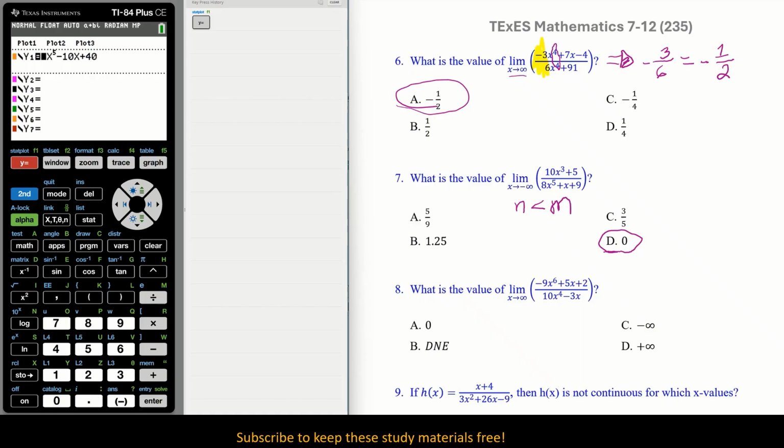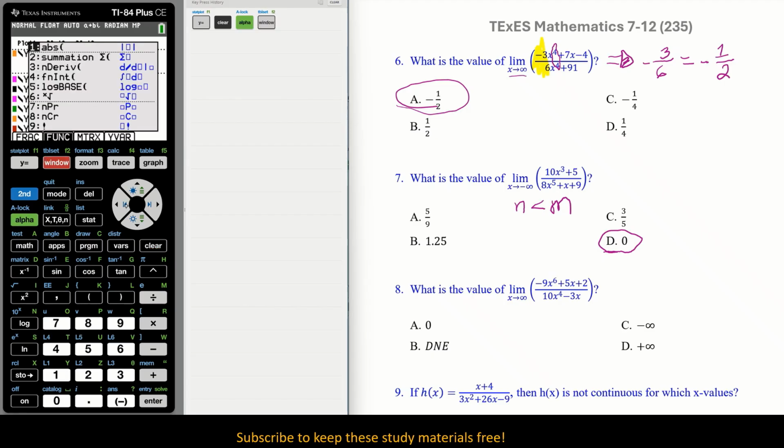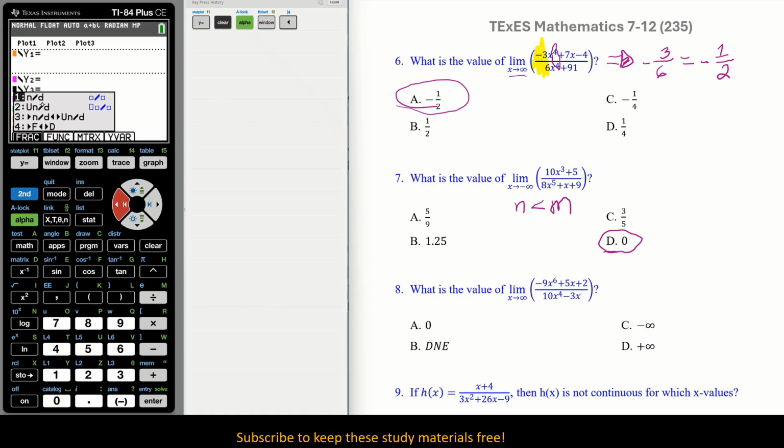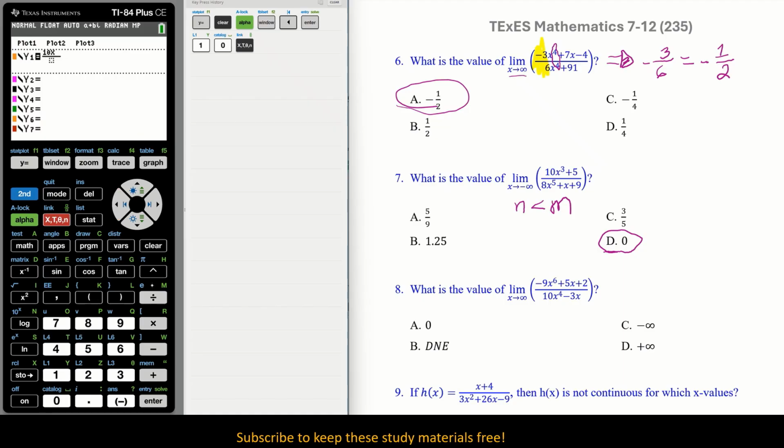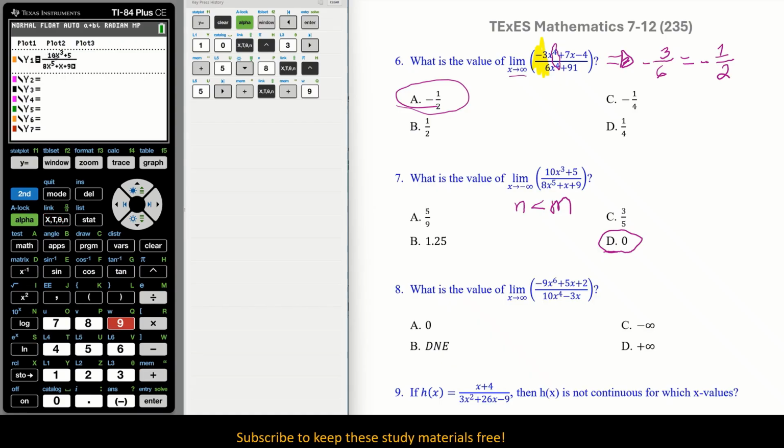So let's go back to our y equals and clear this out. You remember how to put in a fraction? Alpha, alpha, there it is, window, an arrow over. We want number 1, it's highlighted. Now let's put all that in. 10x, caret up to the third, arrow over, plus 5. Now arrow down, and we have 8x, caret up, 5. Then we arrow over, plus x, plus 9. Double check my numbers, make sure that they're correct.